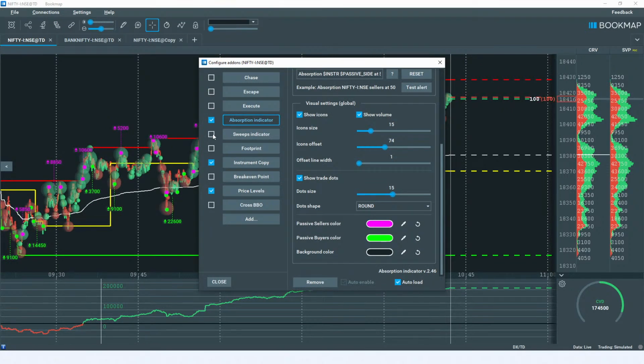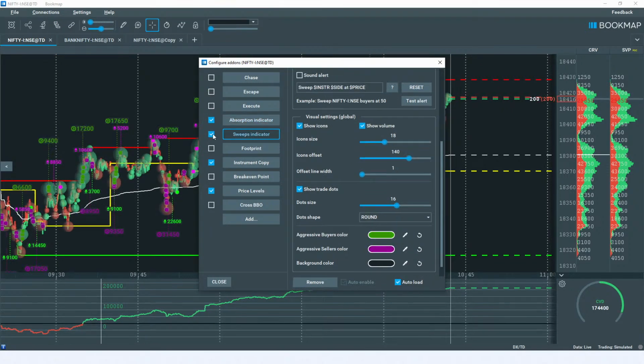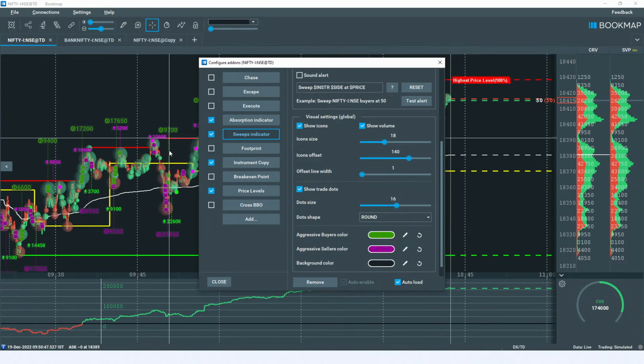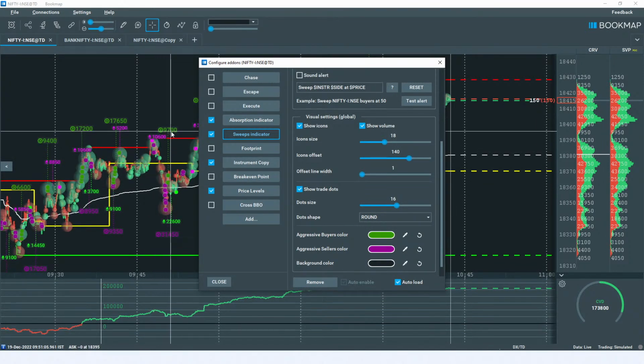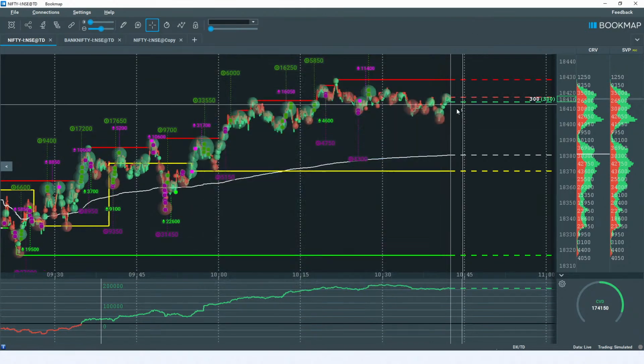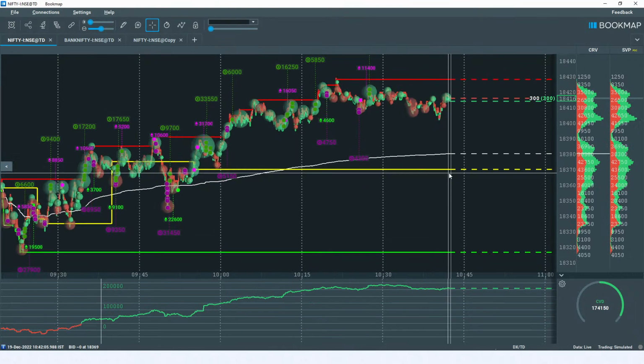Okay, so I forgot to inform this. We can use the sweeps indicator when you don't see most of the information. Sometimes we see the absorption, sometimes we see the sweeps. So even though absorption is missing, sometimes we'll be able to see the sweeps. So you can use both indicators to identify the same behavior.